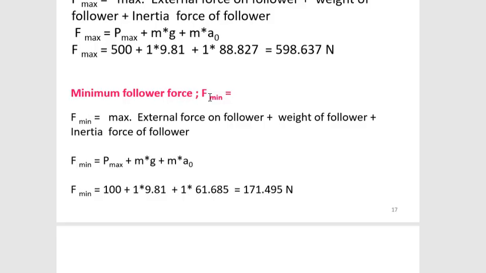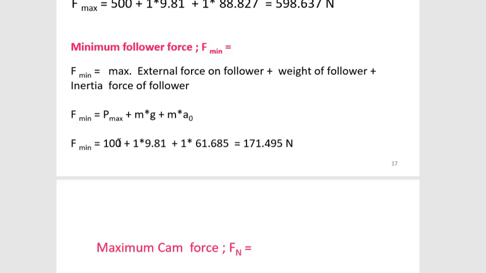Let us talk about minimum follower force. Now minimum follower force depends upon minimum external force. Here it is written maximum, but it should be minimum external force on follower plus weight of the follower plus inertia force of the follower. So the minimum external force on the follower, which is given in the question, is 100 Newton. It should be P minimum here. Again mass is given as 1 kg, and here it should be the acceleration for the return stroke, which is 61.685. So when you calculate this, it comes up to 171.495 Newtons. That is the F minimum.